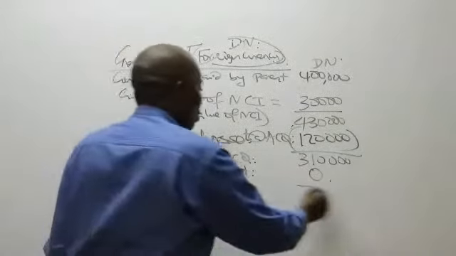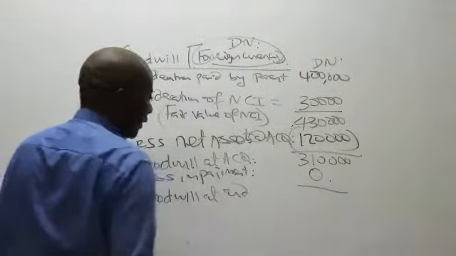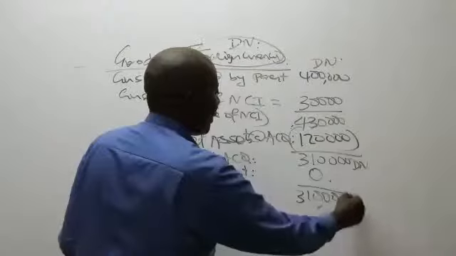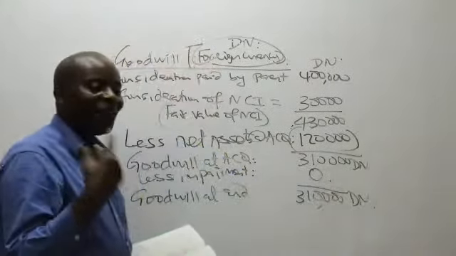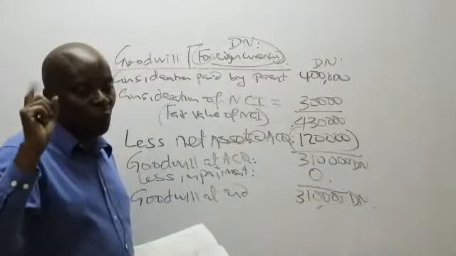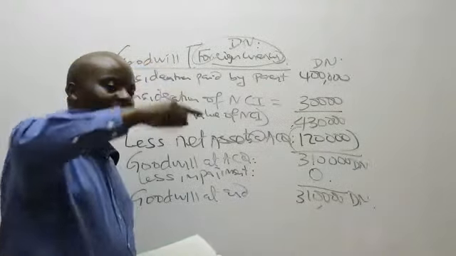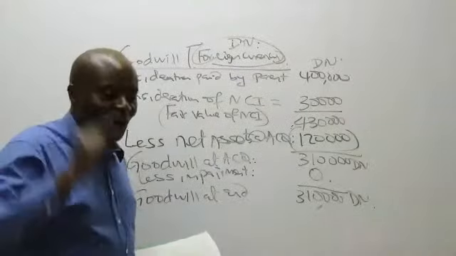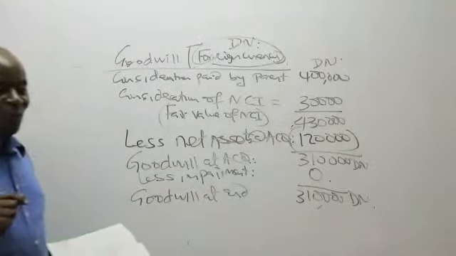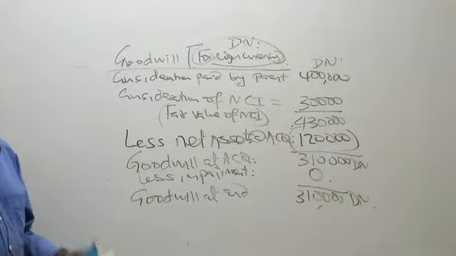So meaning goodwill at the end will be how much? Goodwill at the end is 310,000. Remember, these are in form of DN. Once I finish that, I know what should follow automatically is the foreign currency adjustment of goodwill, because I have to translate it to my reporting currency. So mention the title: foreign currency adjustment on goodwill.